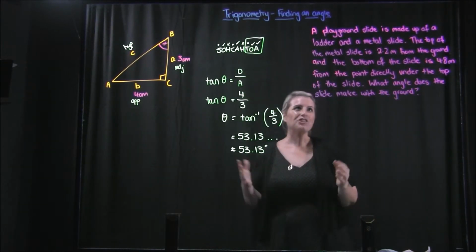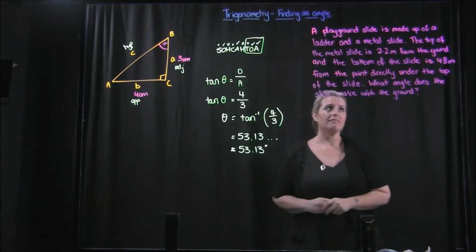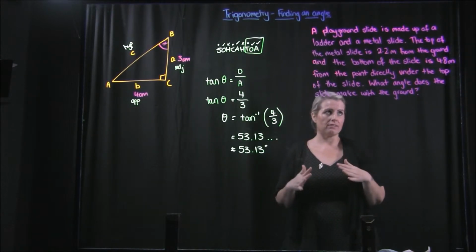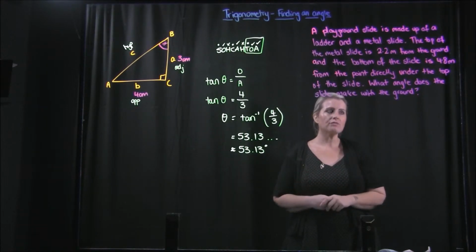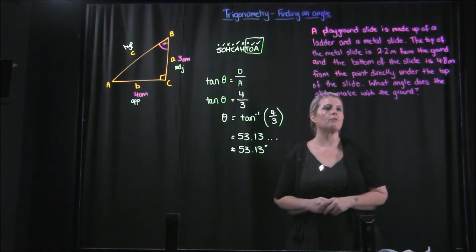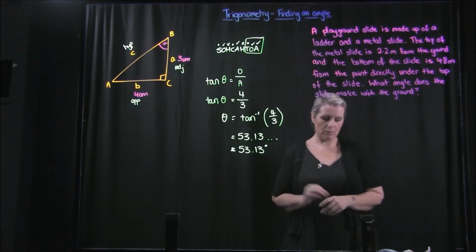Okay, so we've got a playground slide made up of a ladder and a metal slide. The top of the metal slide is 2.2 meters from the ground, and the bottom of the slide is 4.8 meters from the point directly under the top of the slide. What angle does the slide make with the ground?